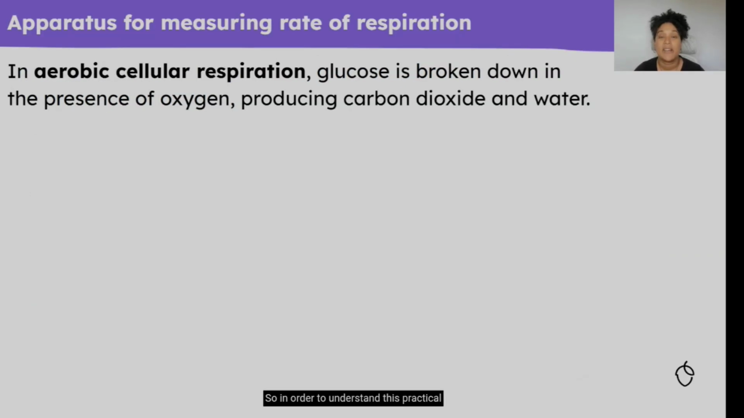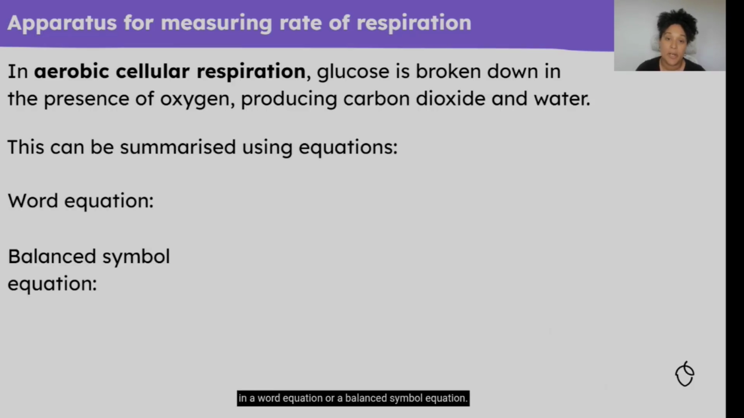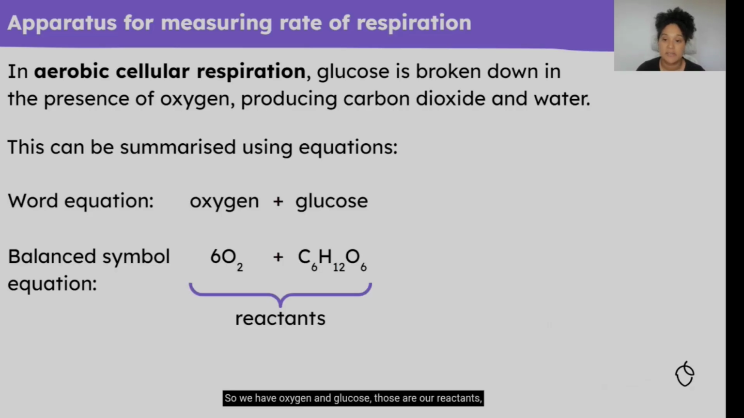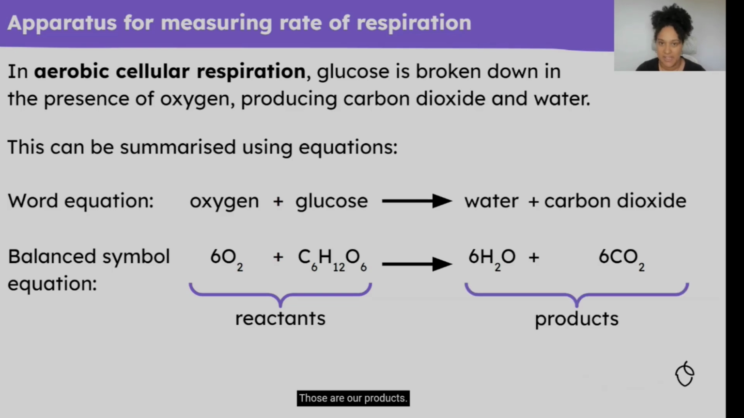So in order to understand this practical and understand how this apparatus works, the respirometer, you need to know the reactants and the products of cellular respiration. So in aerobic cellular respiration, glucose is broken down in the presence of oxygen, producing carbon dioxide and water. And we can summarize that in a word equation or a balanced symbol equation. So we have oxygen and glucose, those are our reactants, and they react to make water and carbon dioxide. Those are our products.